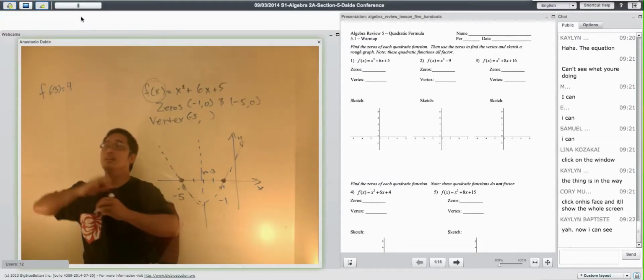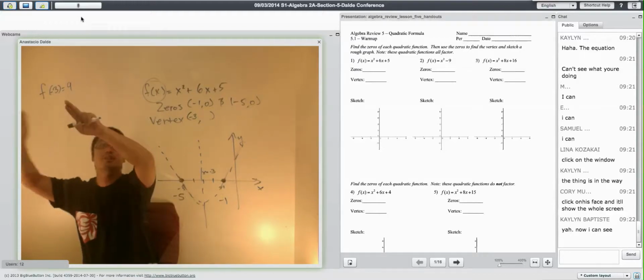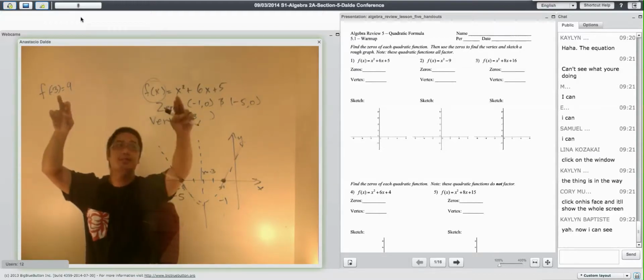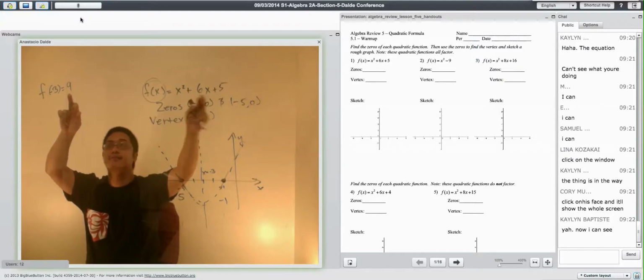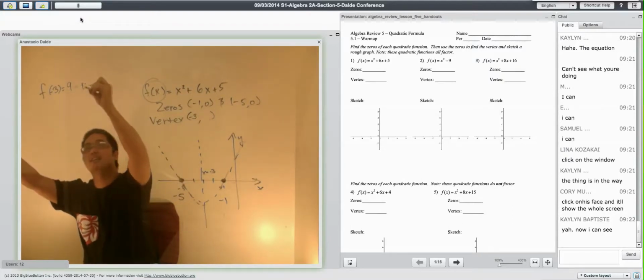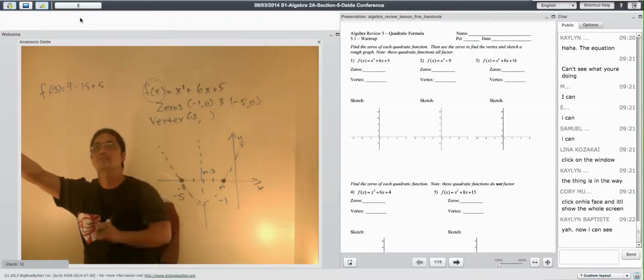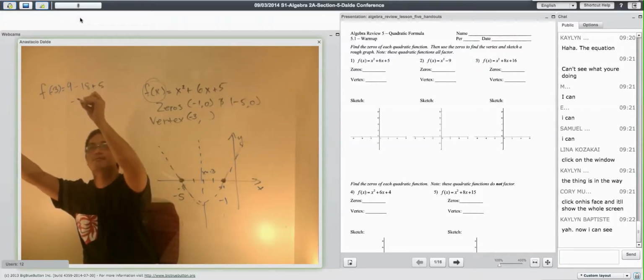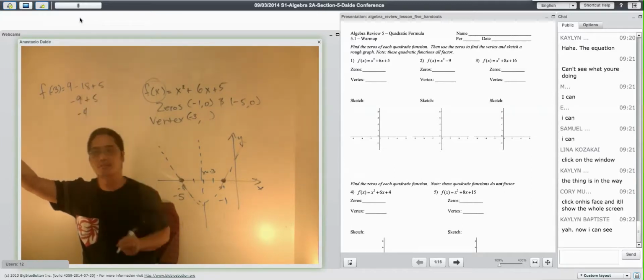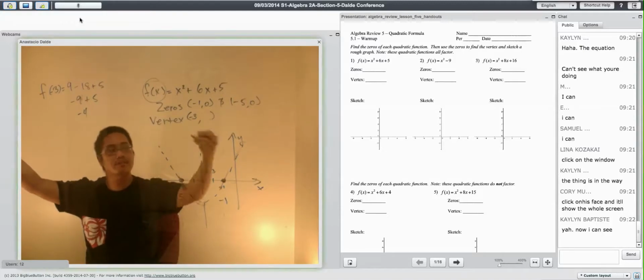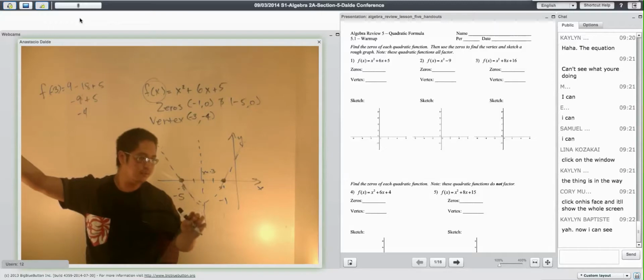Alright. Anyway, we want to plug in negative 3 into here. Negative 3 squared is positive 9, plus 6 times negative 3, which is negative 18, plus 5. Adding that up, negative 9 plus 5 is negative 4. So my vertex is located at negative 3, comma, negative 4, making my graph look like this.